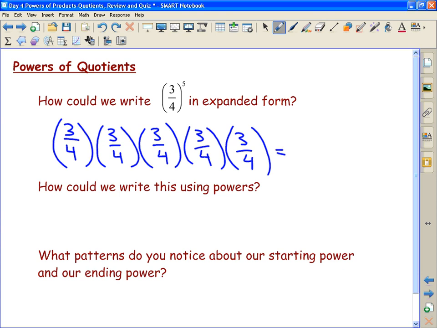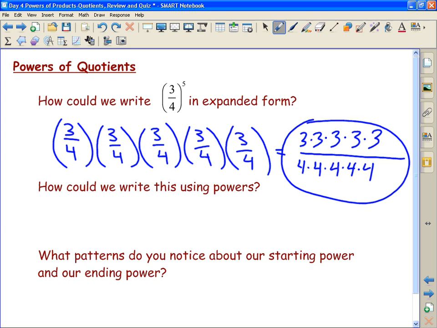Okay? Now, there is another way to write that also. I could take everything in the numerator, 3 times 3 times 3 times 3 times 3, divided by everything in the denominator, 4 times 4 times 4 times 4 times 4. Okay? The shortcut here is that I could write that as 3 to the 5th power over 4 to the 5th power.